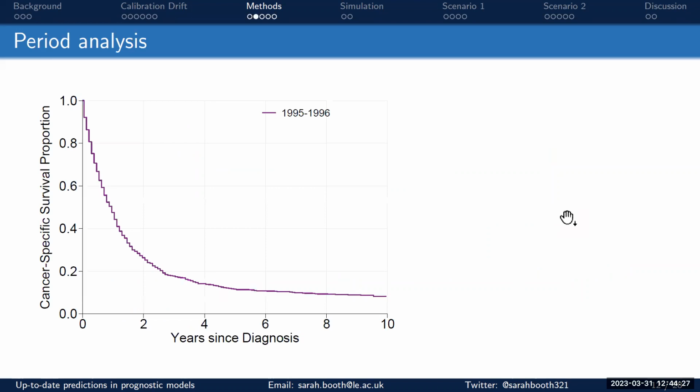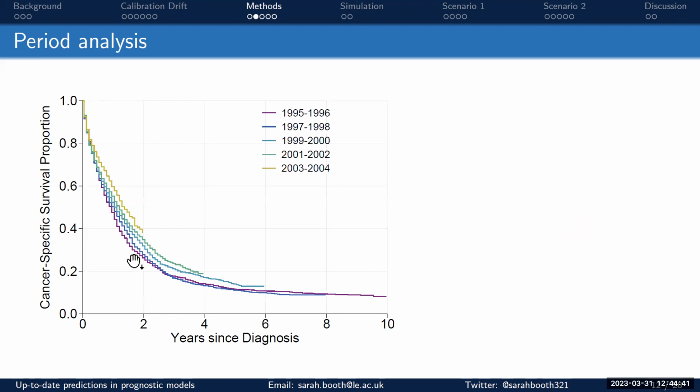And we can visualize the improvements in survival by looking at the Kaplan-Meier. So this is initially the Kaplan-Meier estimate for people diagnosed in 95 to 96. And as you can see, as I go through the more recent years, there's been quite substantial improvements in these short-term survival predictions.